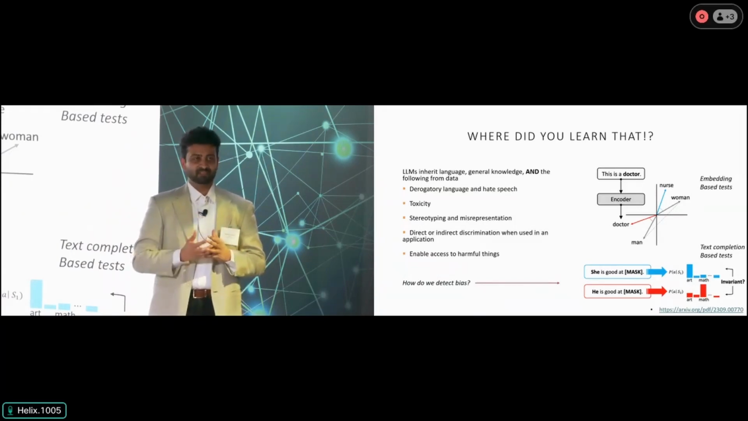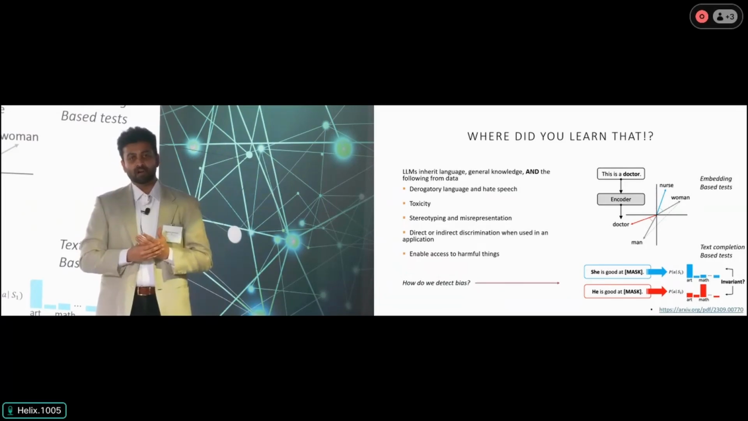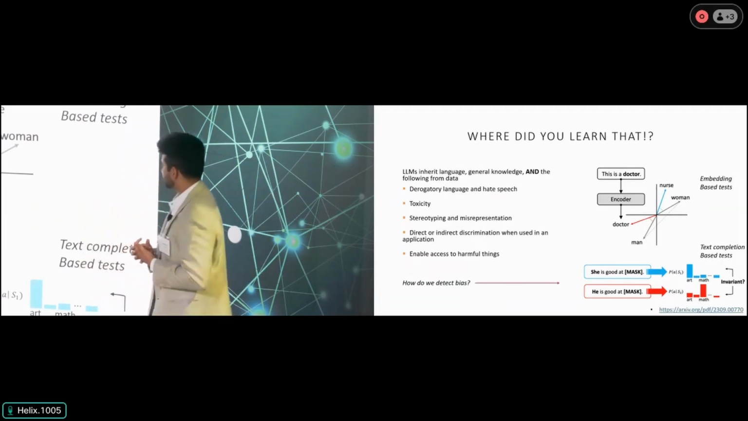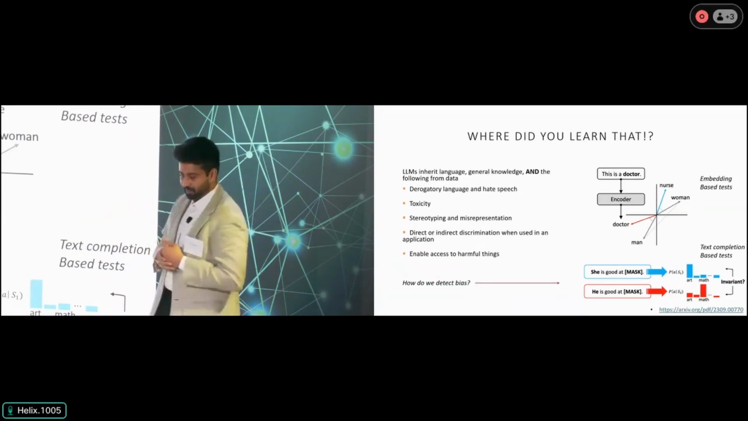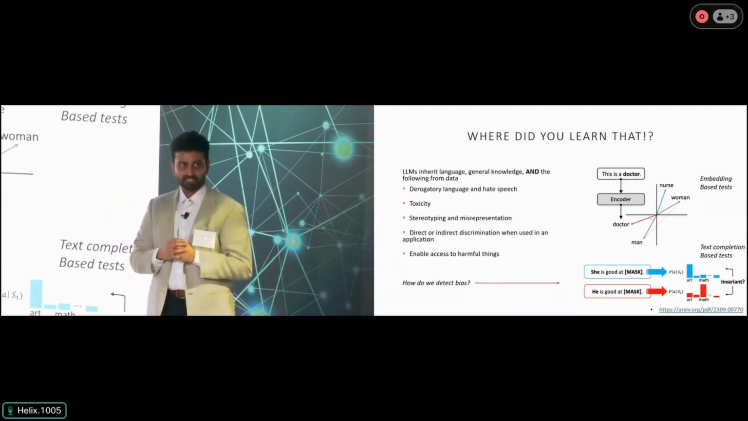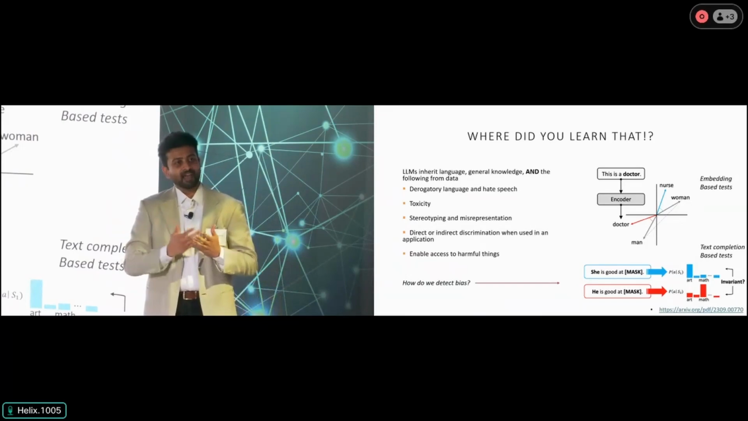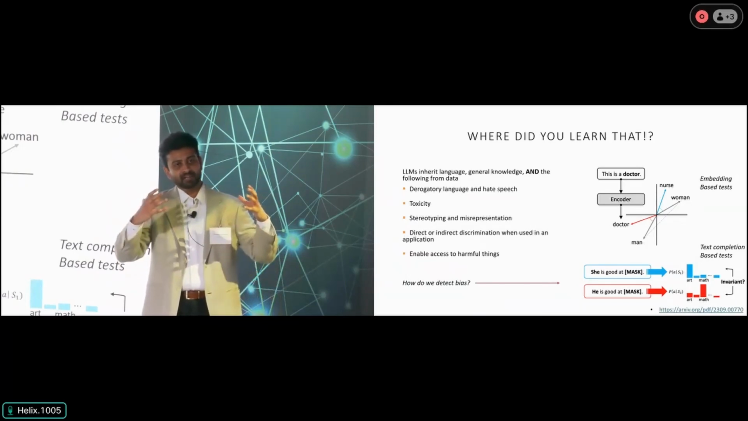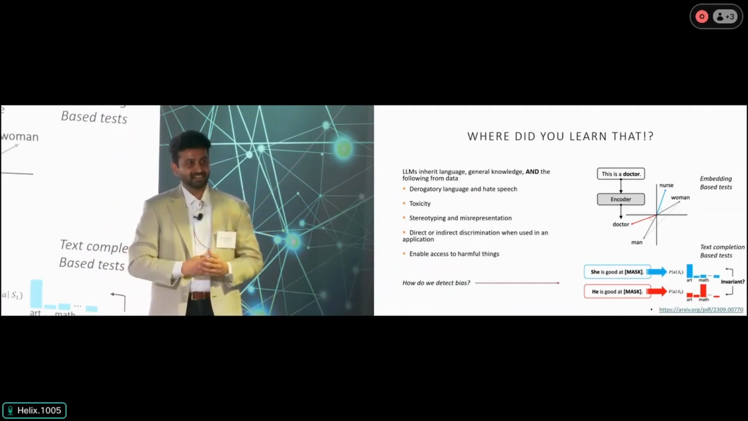So there are these kinds of behaviors that are undesirable, and we want to know how you can detect them, right? So a couple of ways to detect them. On the top right is embedding-based tests. So what you see is there's a prompt given to an LLM. This is a doctor, and that is embedded into vector space, and you want to see whether it's closer to a woman or a man. Right? And typically, we see that it's closer to a man, right?